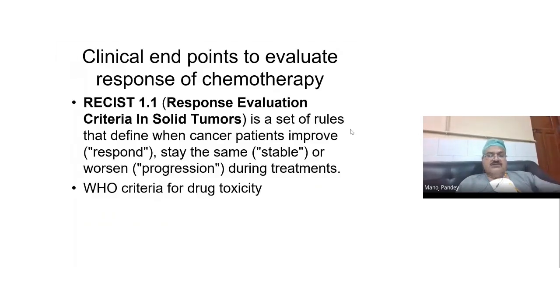improves survival. Now, whenever chemotherapy is given, you have to measure the response of the patient, how the patient is responding. And also you have to measure the toxicity. To measure the response, a criteria which is used is called RECIST, that is Response Evaluation Criteria in Solid Tumors. This is a set of rules which defines whether the patient is improving, remains the same, or is not improving with the treatment. And there is a WHO criteria for the drug toxicity, which classifies the toxicity into grade 1, grade 2, and grade 3. As the grade increases, the severity of toxicity increases.